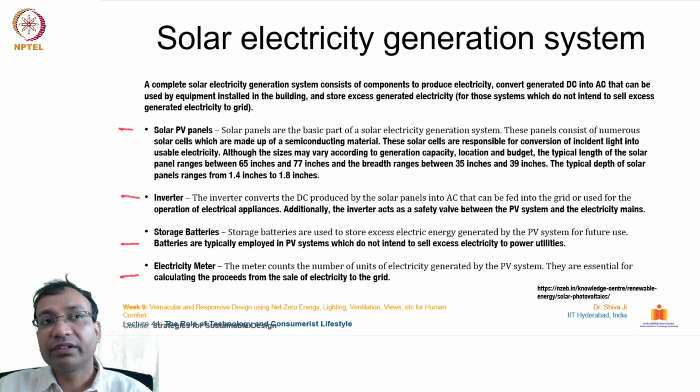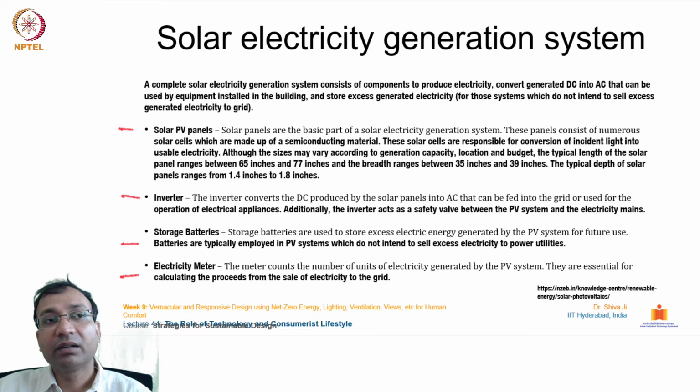Further, the solar energy electricity generation system. A complete solar electricity generation system consists of components to produce electricity, convert generated DC into AC that can be used by equipment installed in the building, and store excess generated electricity for those systems which do not intend to sell excess generated electricity to the grid. So what are these components?